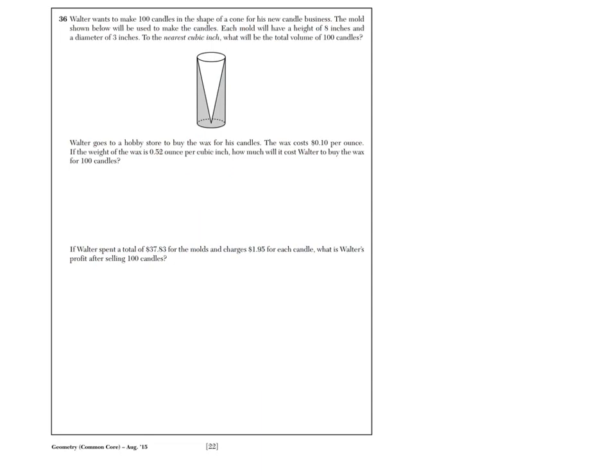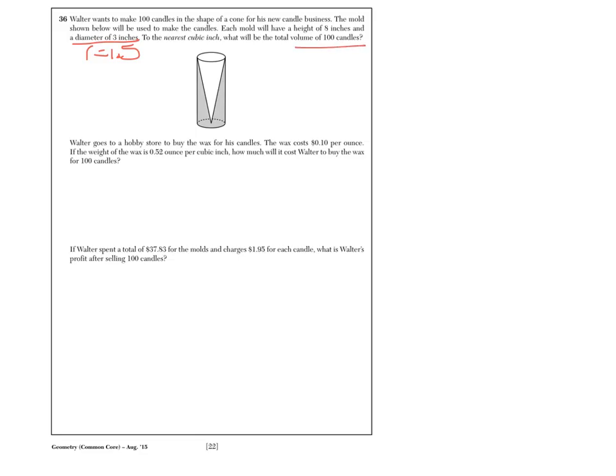Number 36. Walter wants to make 100 candles in the shape of a cone for his new candle business. The molds shown below will be used to make the candles. Each mold will have a height of 8 inches and a diameter of 3 inches. When I see diameter, typically I just write what the radius is. I may or may not need to use it, but I just go ahead and write it just to make sure that I at least have thought about it. To the nearest cubic inch, what will be the total volume of 100 candles?